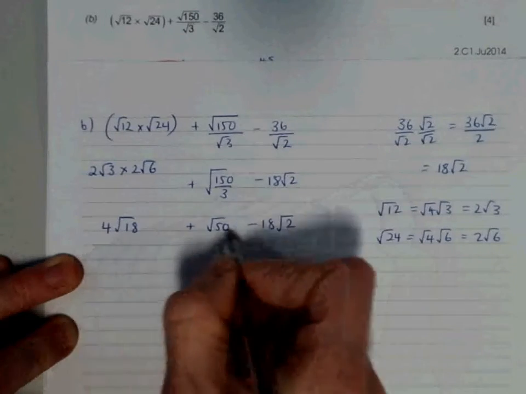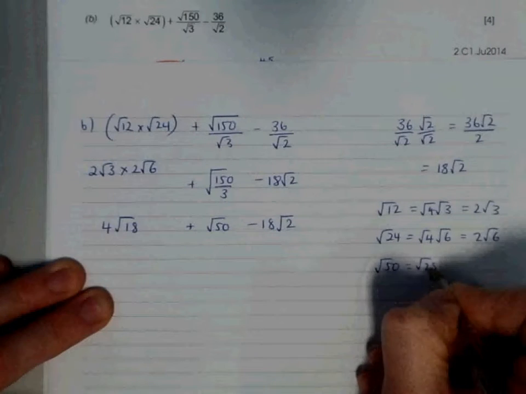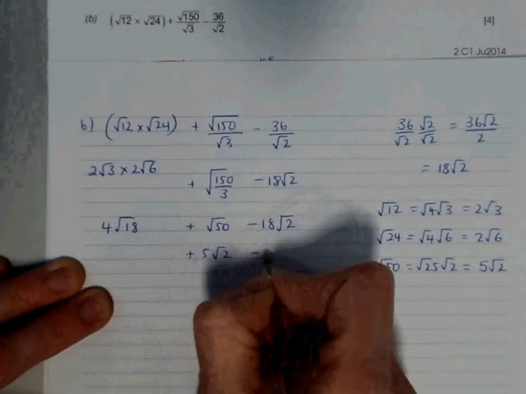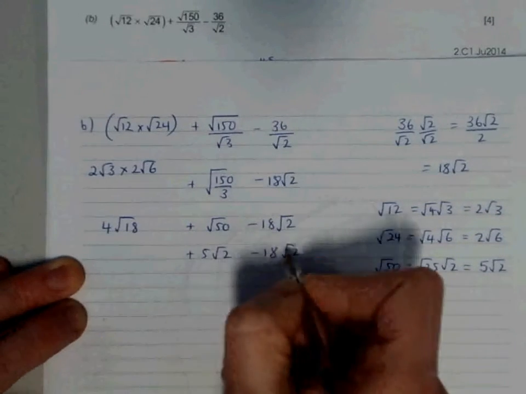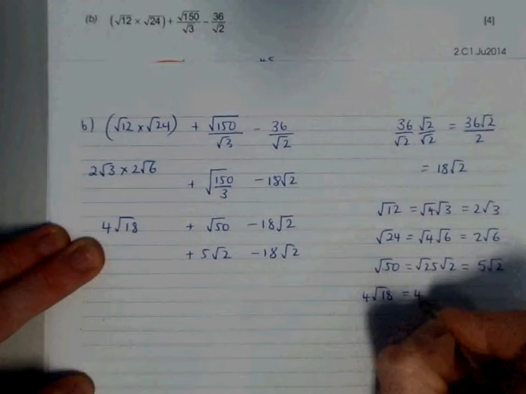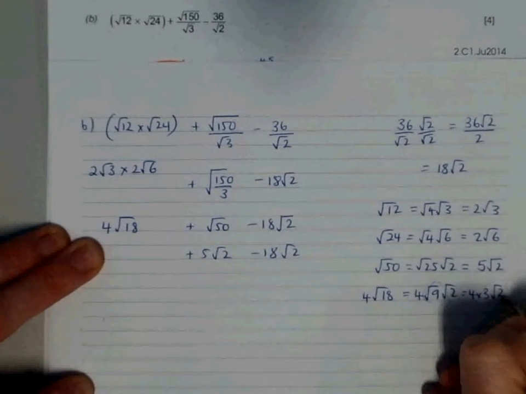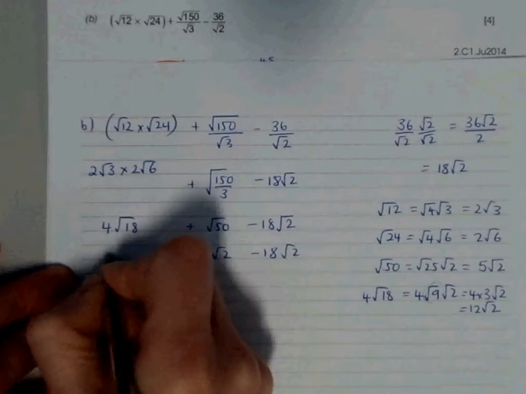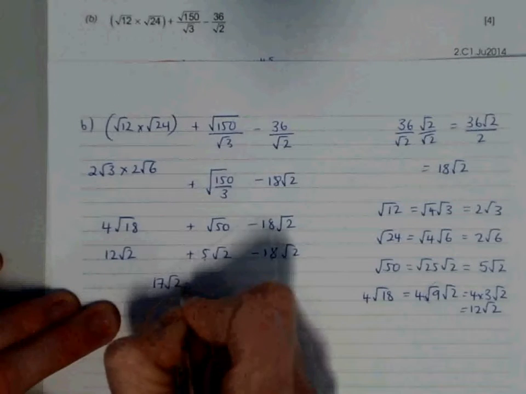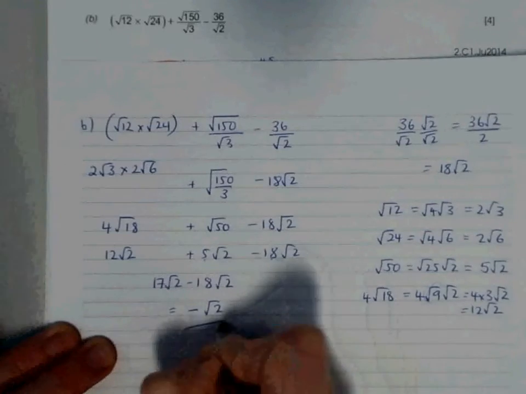So I still can't collect this lot together because they're all completely different. So keep trying to simplify things. Root 50 is root 25 root 2, so that's 5 root 2. So I've got both these last two terms in root 2, so maybe I can simplify this a little bit. 4 root 18 is the same as 4 times root 9 root 2. Root 9 is the same as 3, so this is 4 times 3 times root 2, which is 12 root 2. So I've got 12 root 2 plus 5 root 2 minus 18 root 2. So I've got 17 root 2 minus 18 root 2, and that's minus a root 2.